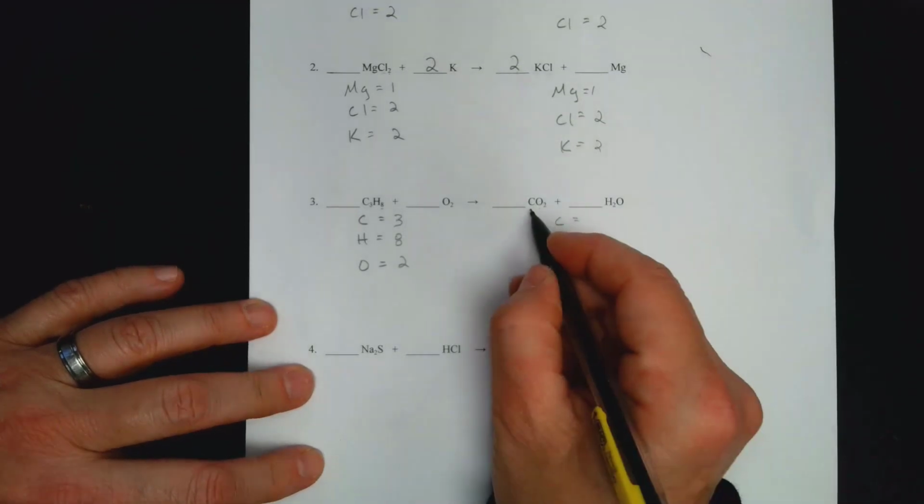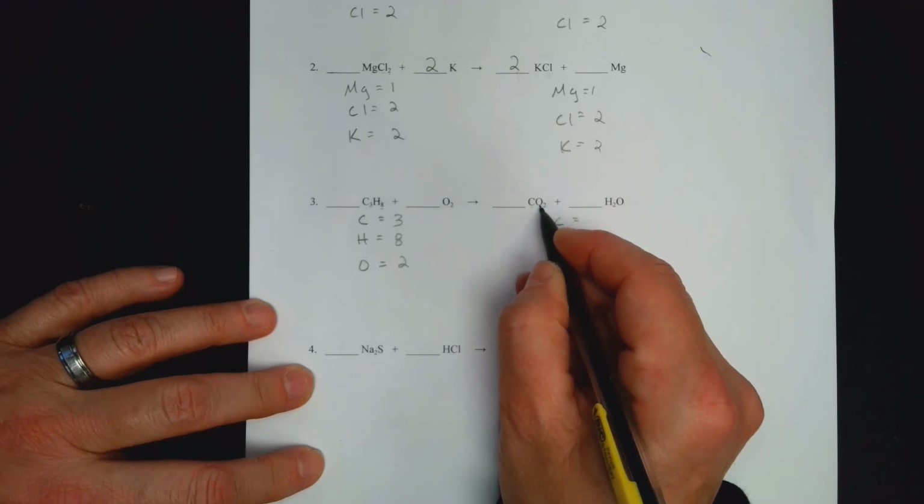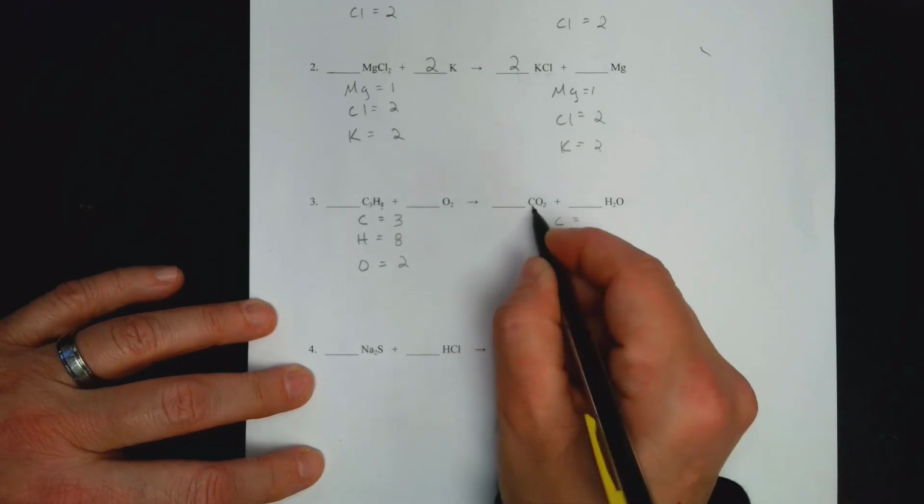Let's go to the other side. I've got 1 carbon right here, because again, this subscript, because there's no parentheses, only means that that affects the oxygen. So I've got 1 carbon.